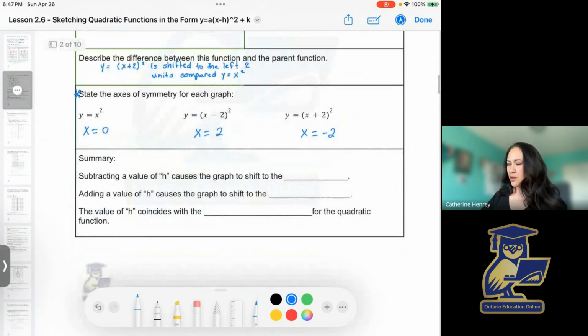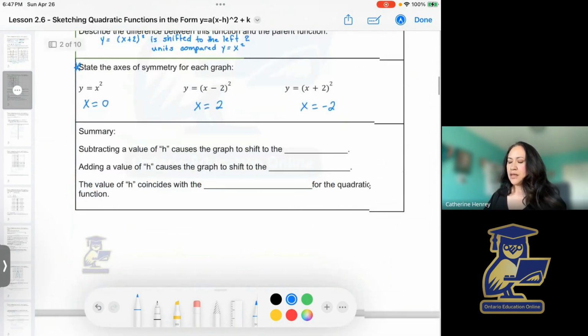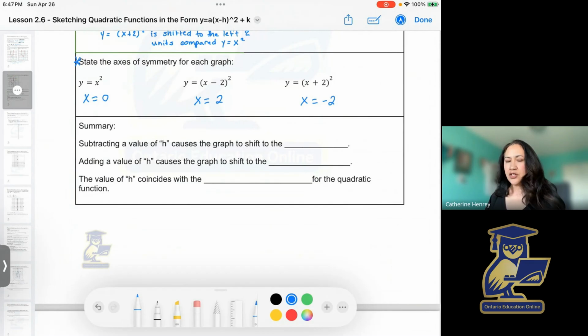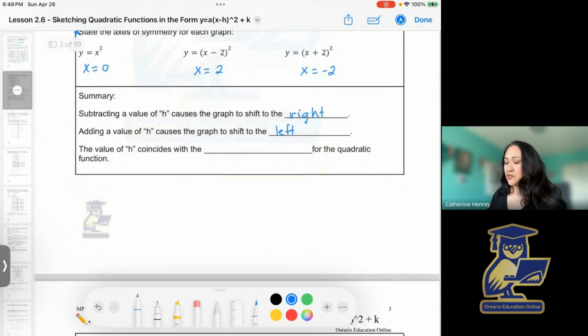So let's summarize some of the things we've just investigated. Subtracting a value of h inside the brackets causes the graph to shift to the right. Adding a value of h in the brackets causes the graph to shift to the left. The value of h in vertex form of a quadratic coincides with the axis of symmetry.